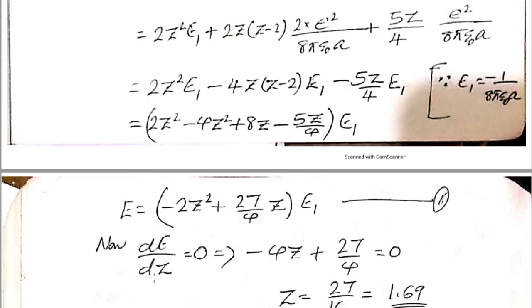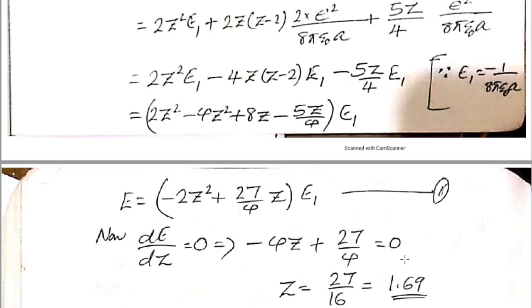Now to find the ground state energy, we are minimizing this energy with respect to the variational parameter Z. That is, for getting E minimized, we put dE/dZ equal to 0, and we will find a value for Z. Using that value of Z, we can find the minimum value of E. So dE/dZ equal to 0 gives minus 4Z plus 27/4 equal to 0, from which we get Z equal to 1.69.